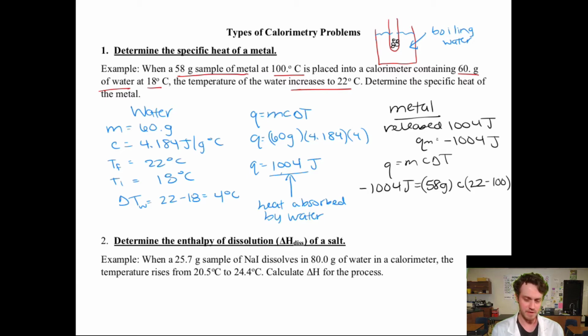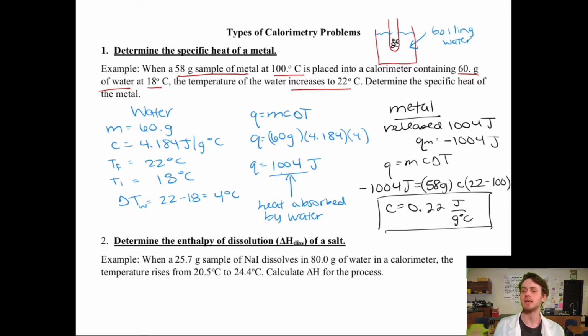So I'm going to do 58 times 22 minus 100. And then I'm going to do the negative 1,004 divided by that. And I end up getting that my specific heat capacity is 0.22 joules per gram degree Celsius. If I were given a list of metals with their specific heat capacities, then I could tell you which metal this probably is, right? So we would use this as a way to identify our metals.